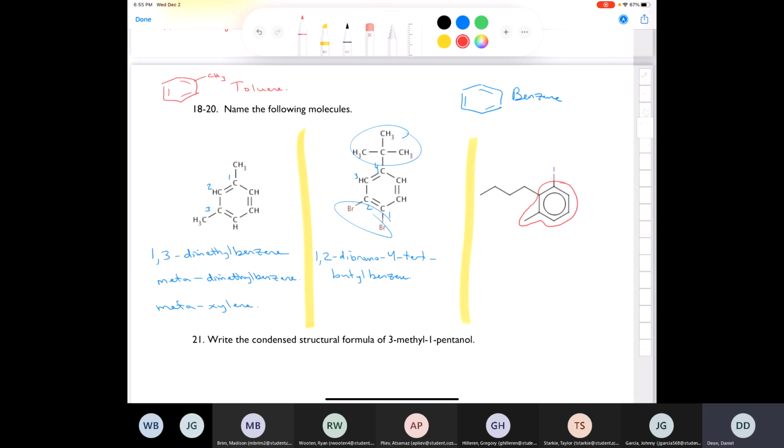Absolutely. So why don't we name this as a derivative of toluene? All right, so this butyl group will be in the second position, and the iodo will be in the third position, right? The methyl is considered 1 if we name this as a toluene derivative. So if it's 2-butyl and a 3-iodo, this becomes 2-butyl-3-iodotoluene.